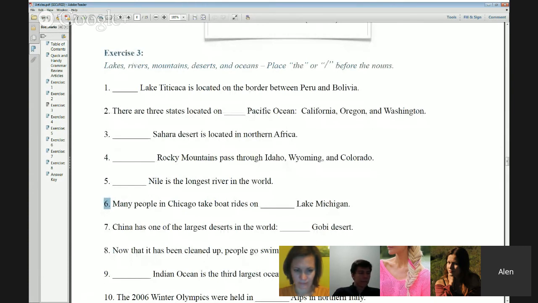Many people in Chicago take boat rides on Lake Michigan. Yes. Look, your hometown. Well, you live very close to it. Nice. Okay, seven.